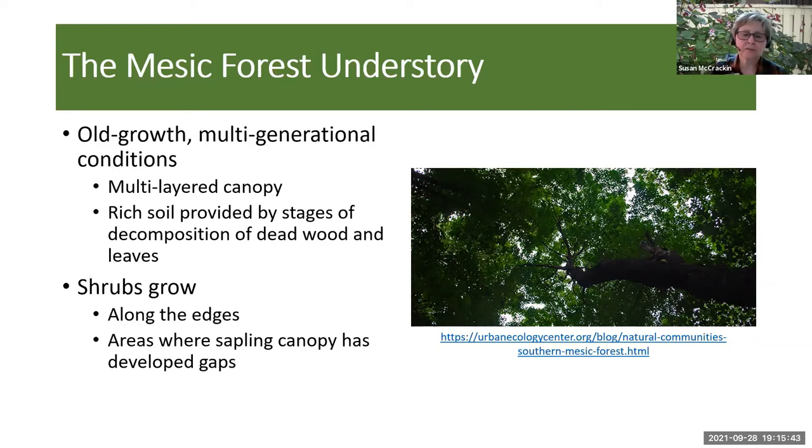That soil below is going to benefit from all of these losses, those dead trees and limbs, as well as all the leaves that are dropped. All of these will decompose and add those valuable nutrients to the soil. Mesic forest shrubs and saplings are going to grow in those canopy gaps and around the edges of the forest where that light more easily penetrates.